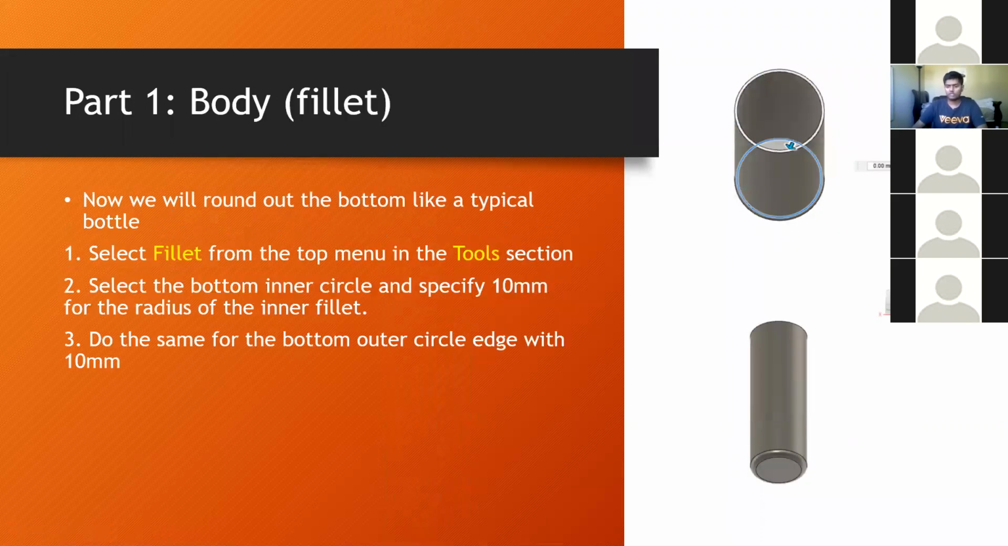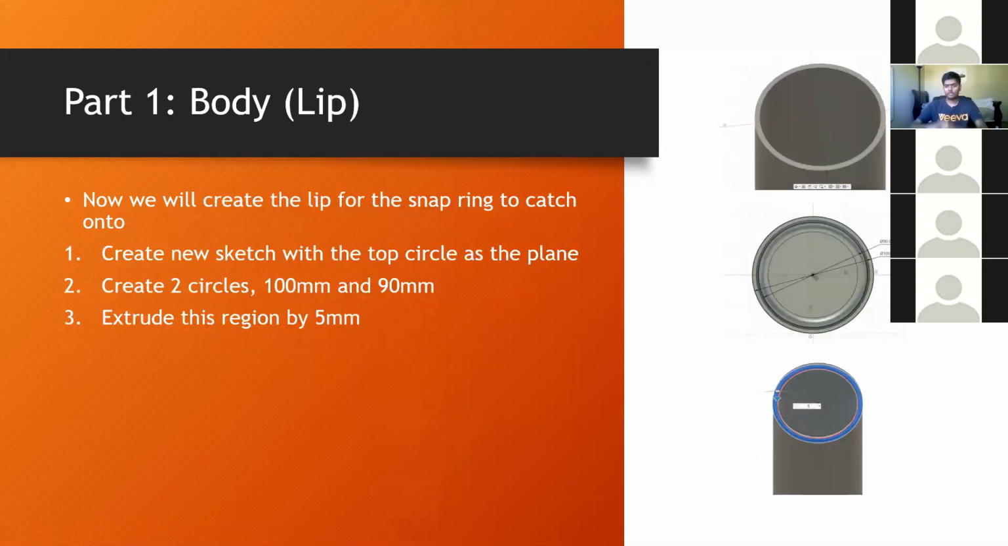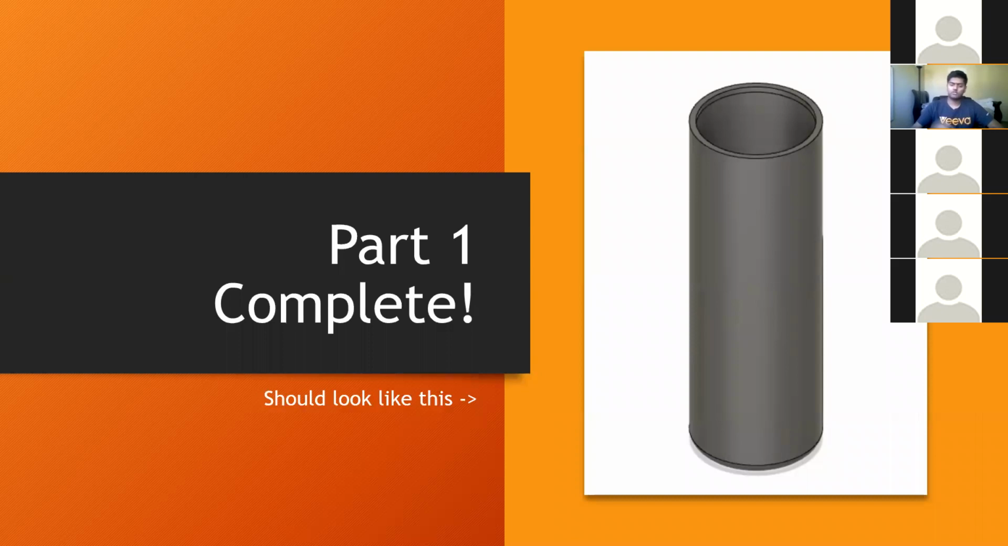And we also did the fillet part, but you don't need to do it. It doesn't really affect the functionality of the bottle. We'll get to this later on if you still want to do it. All right, with that, part one is done. And it should look something like this.